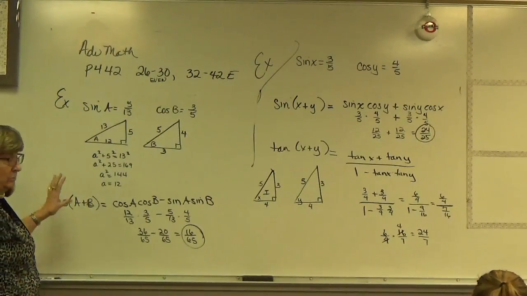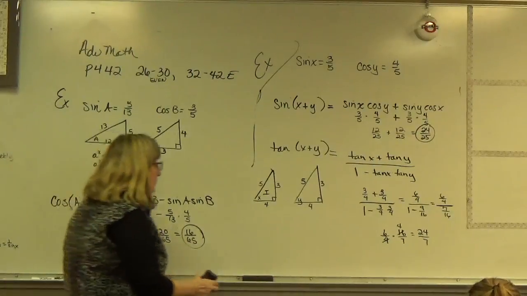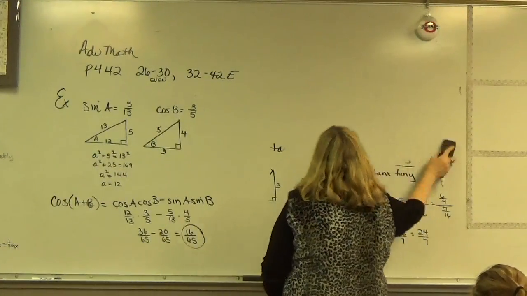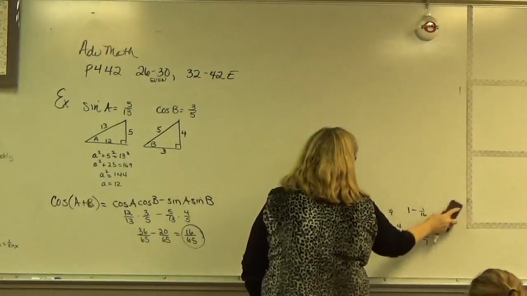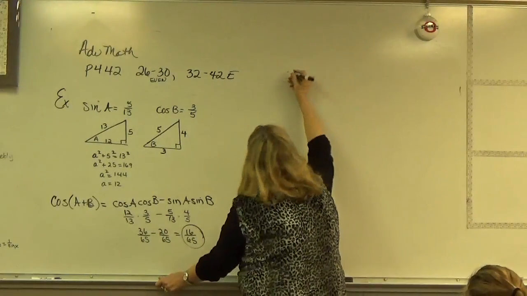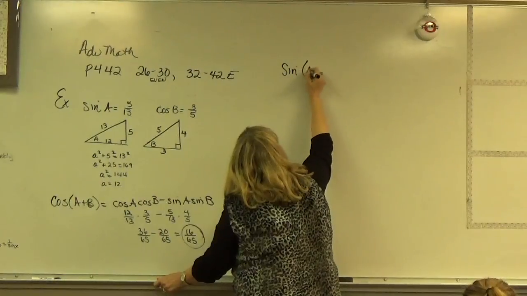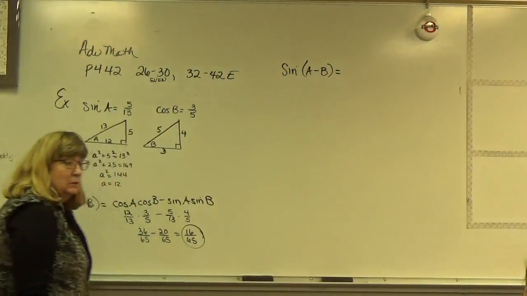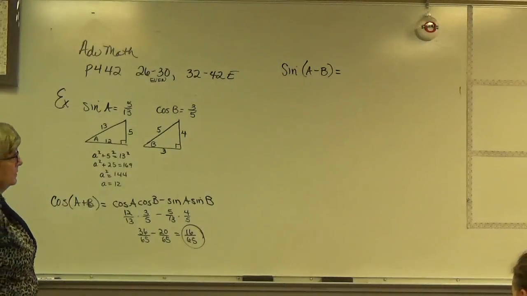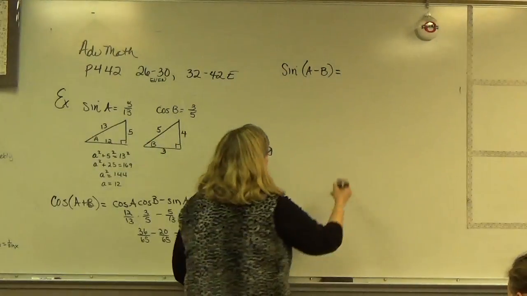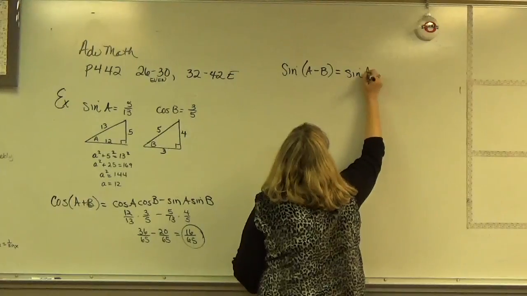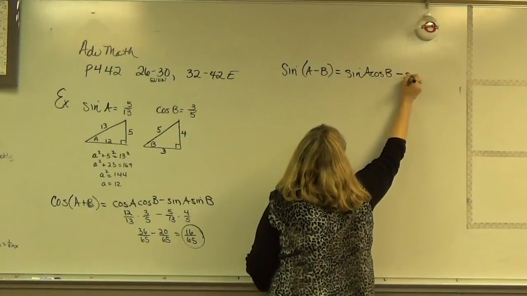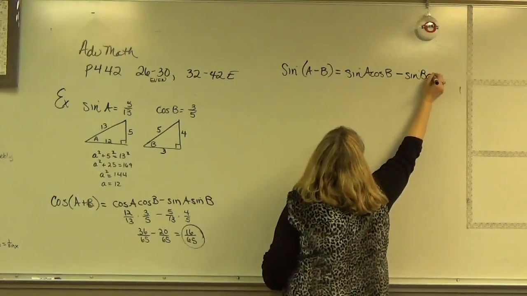I'm gonna make up another one using the same pair of triangles. You don't need to write this one down, this is just more practice. What if this time I say I wanna find the sine of A minus B? So it would be the formula for sine of A minus B. Sine of the first, cosine of the second, minus sine of the second, cosine of the first.